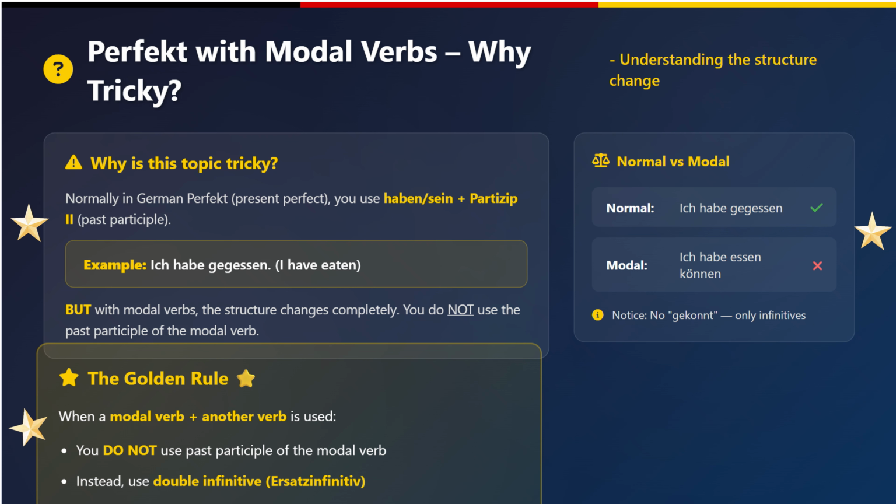The golden rule is, when a modal plus another verb is used in perfect, you do not use the ge form of the modal. You use the main verb infinitive plus modal infinitive at the end, and always with haben. This is the biggest difference from normal perfect.